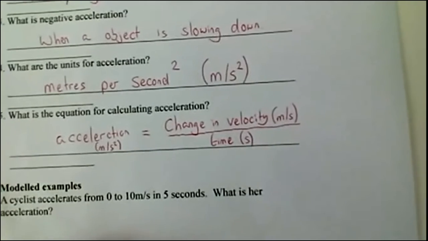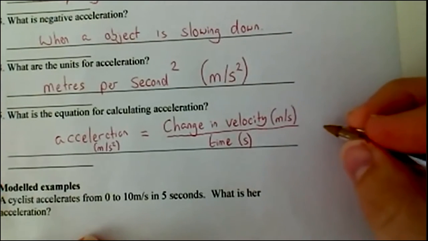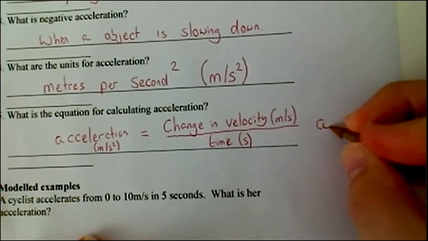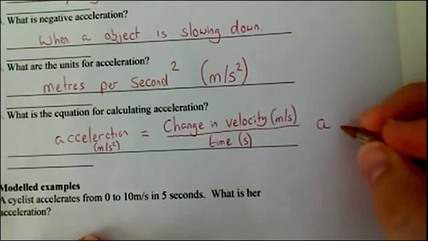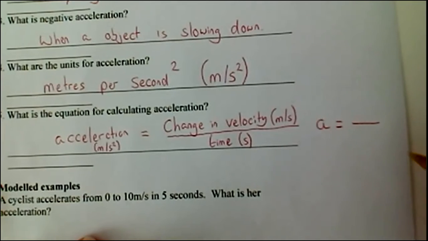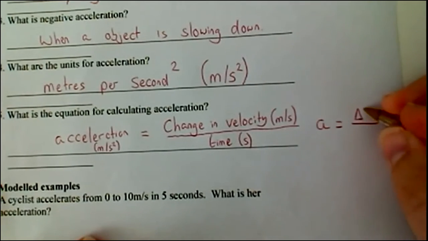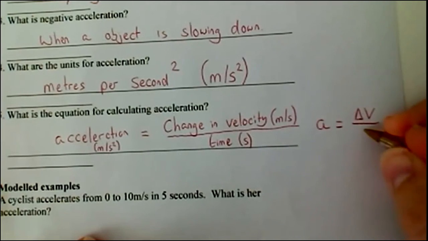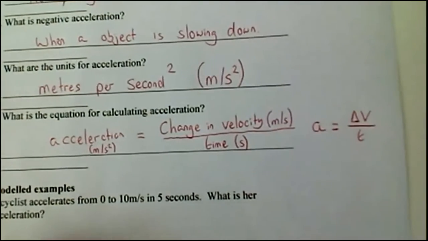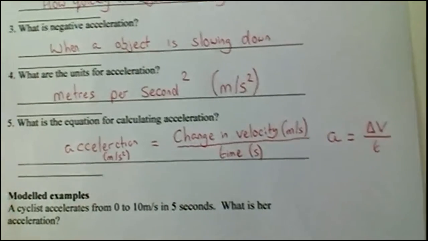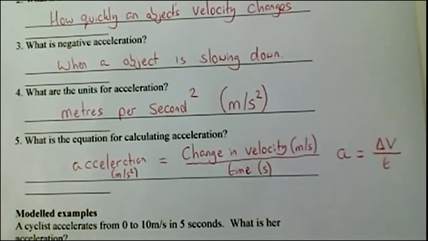Now, if you're like me, you like a good symbol equation. Luckily, you write acceleration as A. The change in velocity. Now, in science, whenever you see a triangle like that, that means change in, and it's change in velocity divided by time. So there is your 5 new pieces of knowledge you need to know for today's lesson.